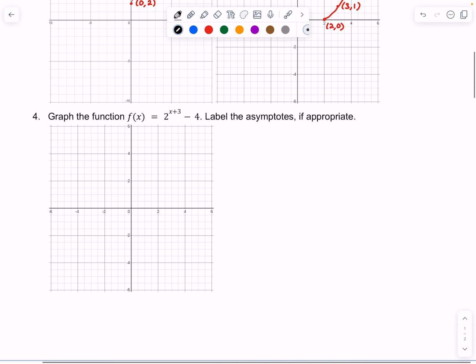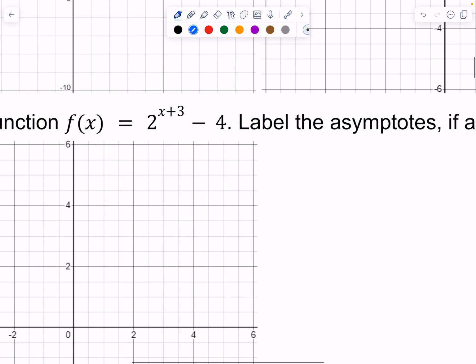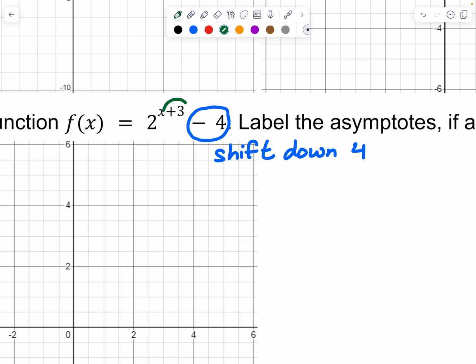Down here, we're asked to graph the function f of x equals 2 to the (x plus 3) minus 4. What I like to do is separate out the parent function from the shifts and the stretches and the compressions and all of that. So first thing really easy to identify is that this is a shift. It's a shift down by 4. This is also a shift. It is a shift left by 3.